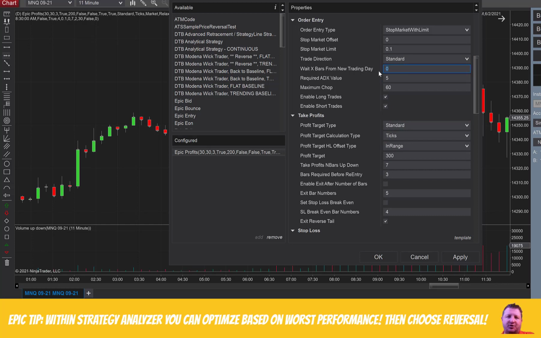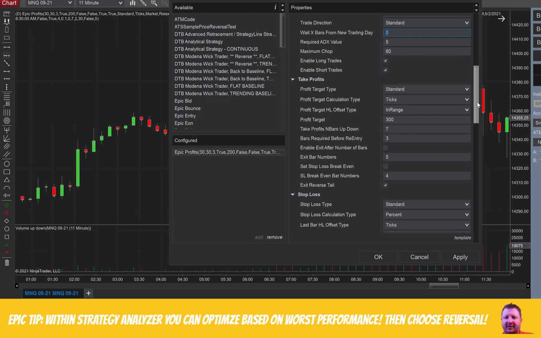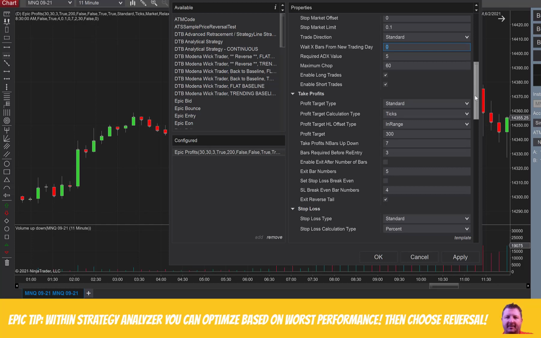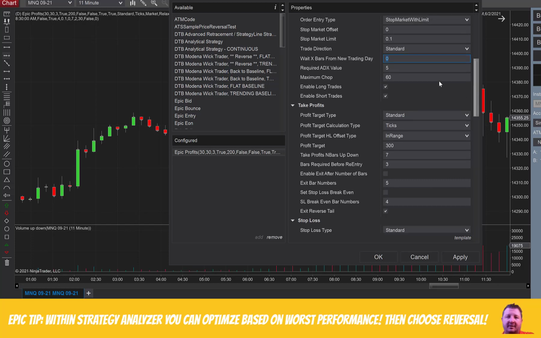These are pretty well standard things, so let's just run through them real quickly. Wait X bars from the new trading day. Perfect. You're not necessarily changing the session time, and you're not changing other stuff with the instrument times. You're just waiting 5 bars maybe from the time that the instrument starts trading in the trading session. That's very good if you're trying to avoid maybe the market open.